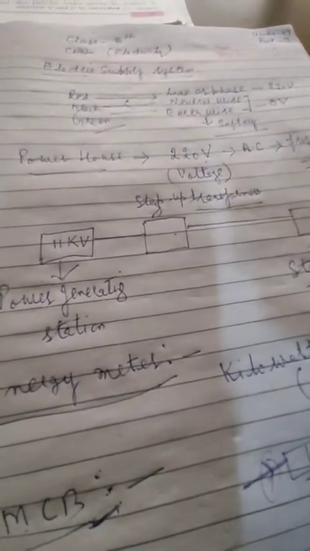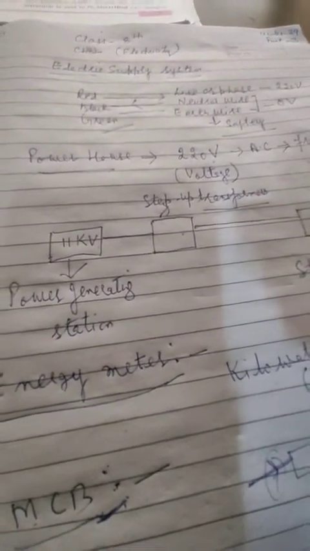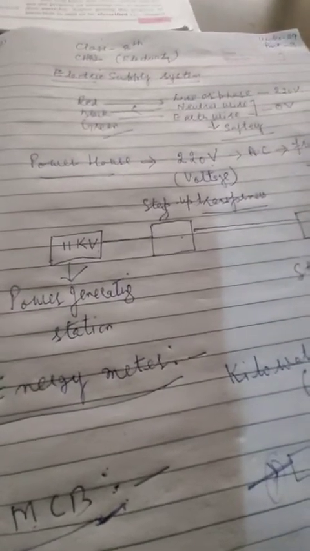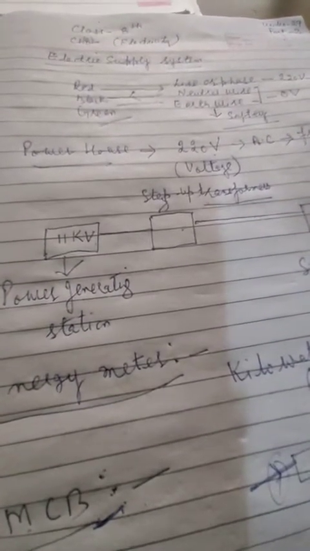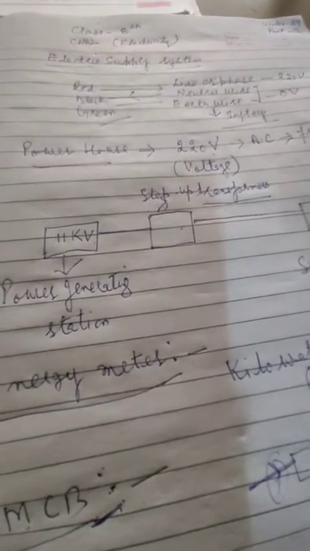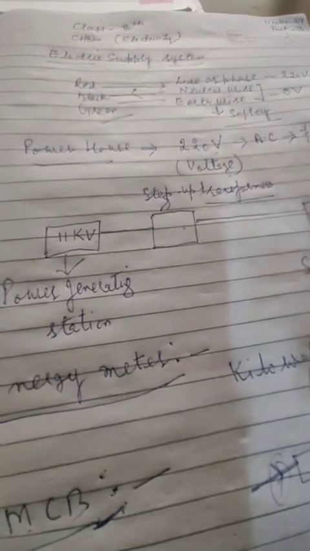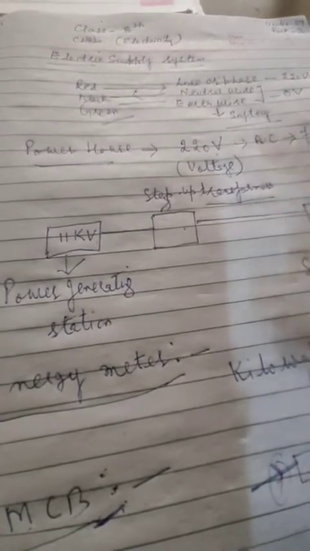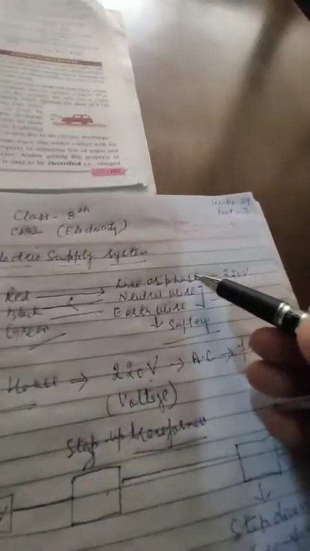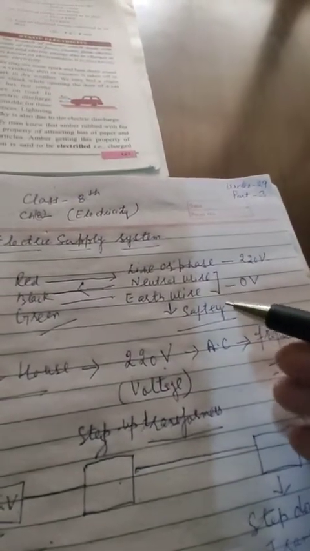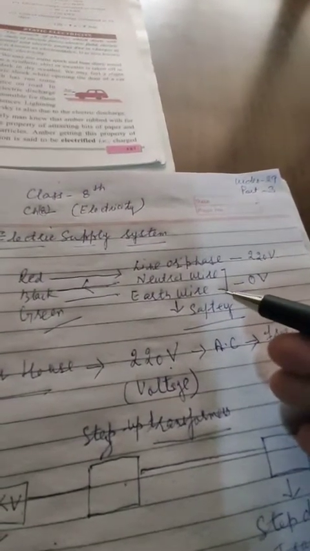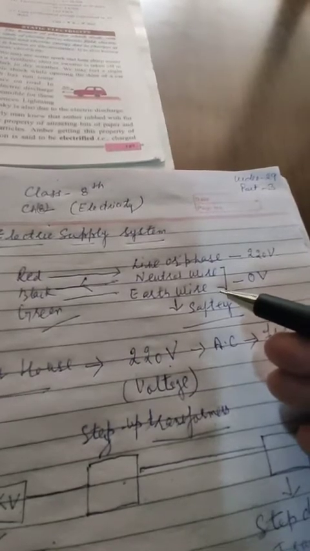Now the next is the household electrical circuit. Just now I told you that the electricity is supplied to homes at a voltage of 220 or 400 through 3 wires. That I told you: live wire, neutral wire and earth wire. Then the electricity is distributed to various parts of the house, and it is just like this.